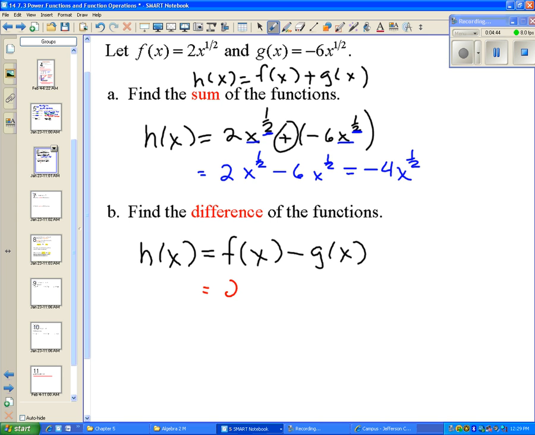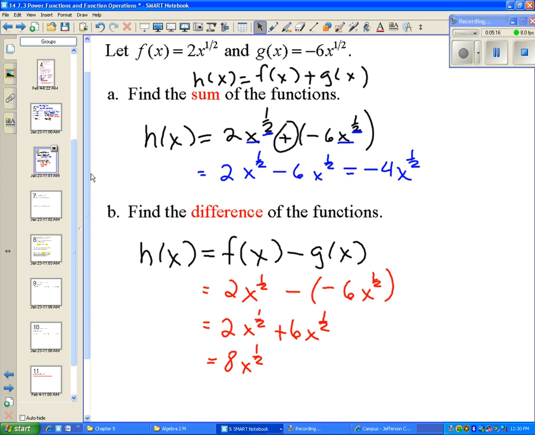So this is going to be 2x to the 1/2 minus a negative 6x to the 1/2. Once again, my exponents are the same. My variables are the same. So this is 2x to the 1/2 plus, because minus a negative is plus, 6x to the 1/2. Since my variables and exponents are the same, I can just add and get 8x to the 1/2.